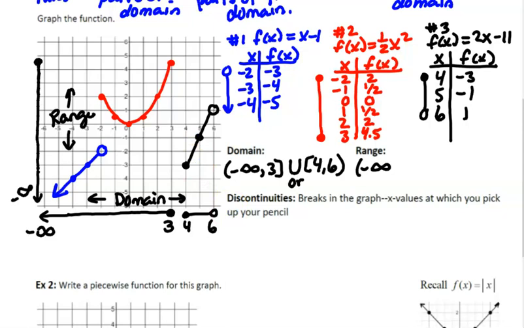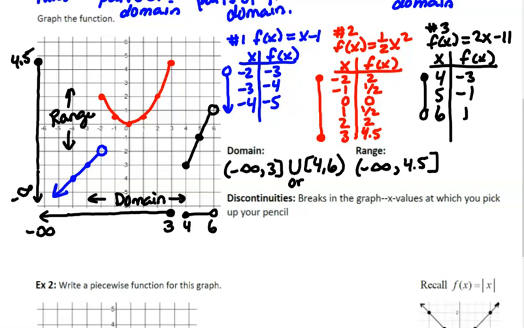So I can go all the way up to 4.5, and every y value between those two is included somewhere on the graph. So this is negative infinity to 4.5. Close this with a square bracket.